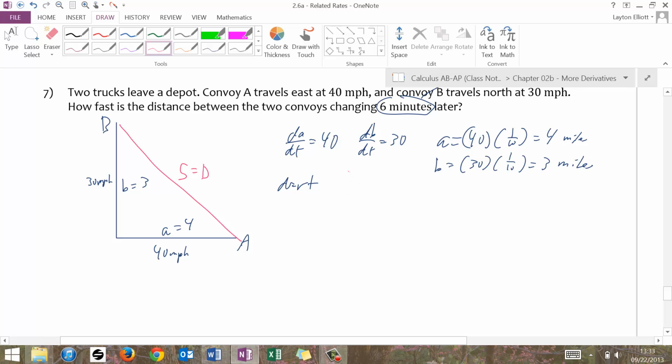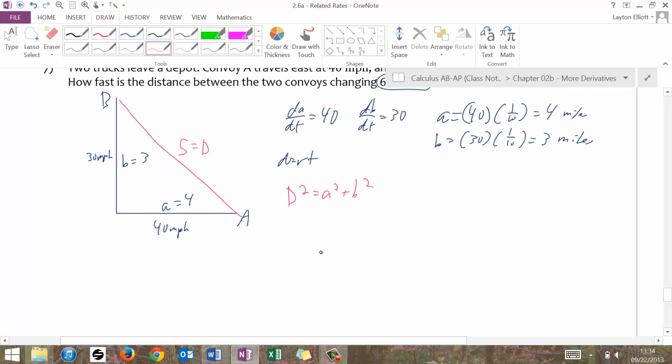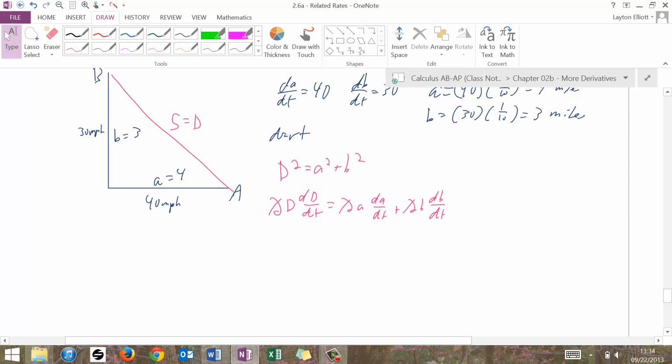It wants to know how fast the distance is changing, so I can launch right into a d/dt equation. Remember, d squared is equal to a squared plus b squared. Again, by Pythagorean theorem, let's do the deriving. 2d dD/dt equals 2a dA/dt plus 2b dB/dt. Cross out your 2's. It wants to know dD/dt.